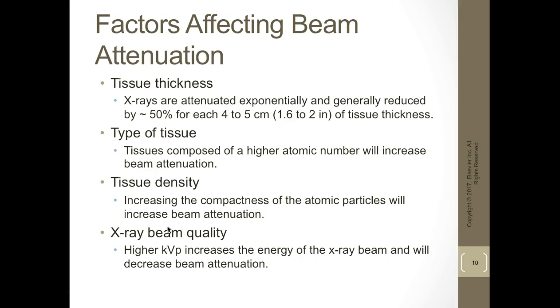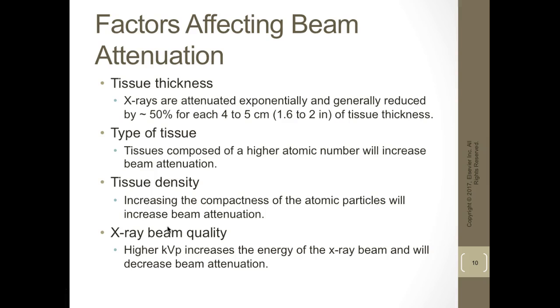So, factors affecting beam attenuation. We've got tissue thickness, tissue type, tissue density, and X-ray beam quality. So with thickness, X-rays are attenuated exponentially and greatly reduced by 50% for each 4 to 5 centimeters, so 1.6 to 2 inches of tissue thickness. With tissue type, tissues composed of higher atomic number will increase beam attenuation, and with tissue density, an increase in the compactness of the anatomical particles will increase the beam attenuation.